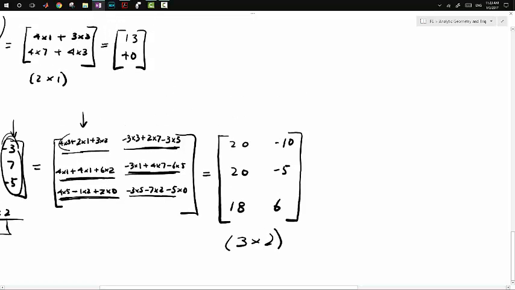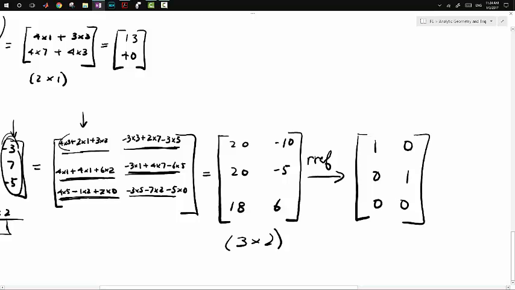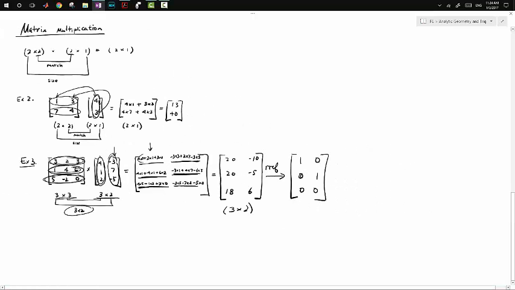And this can be row reduced. So you can do this in your calculator, or you can use operations as outlined probably in your linear algebra book. And this should row reduce to 1, 0, 0, 1, 0, 0. So that is how you do matrix multiplication.